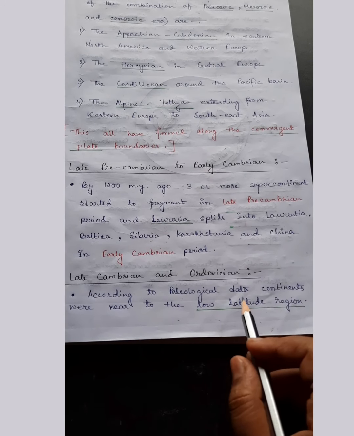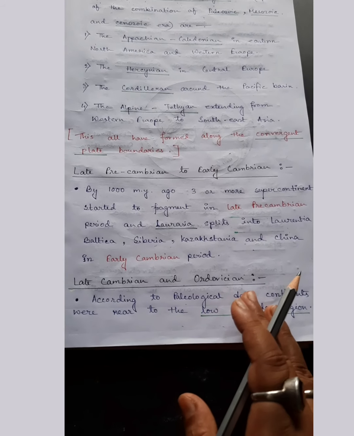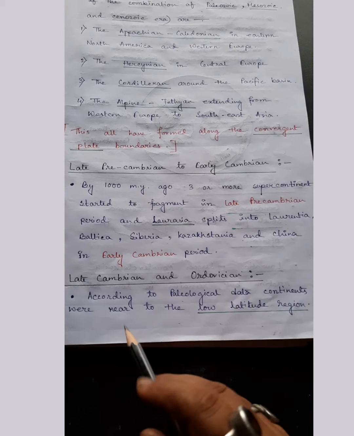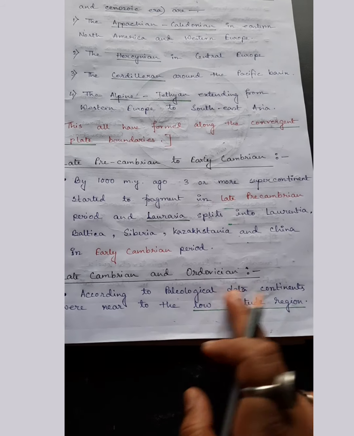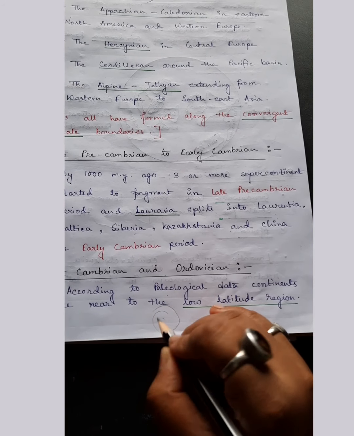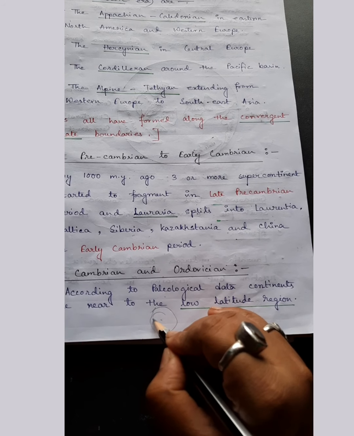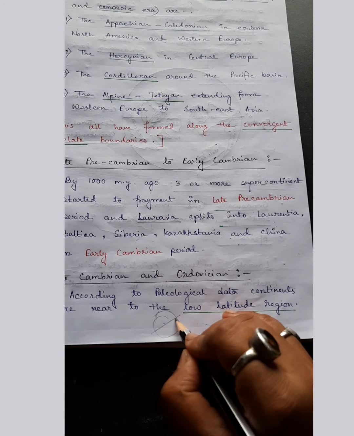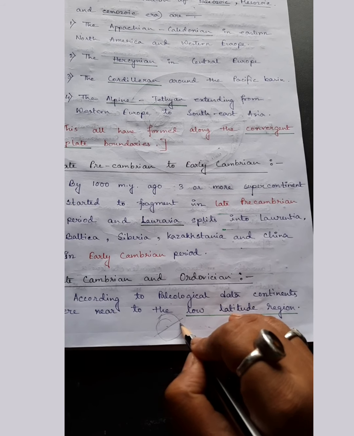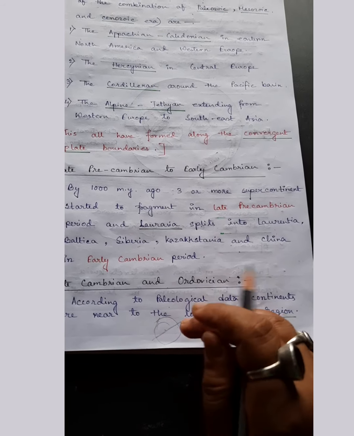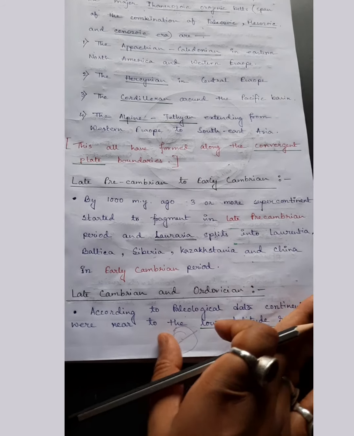According to the paleological data, if we see all the past data, we can see that all the continents were concentrated along the low latitudinal area. Like if we just draw an Earth here, and if this is the equatorial line, we can see that all the continents are concentrated within this area. This is the low latitude area, that means the area along or near the equator region.